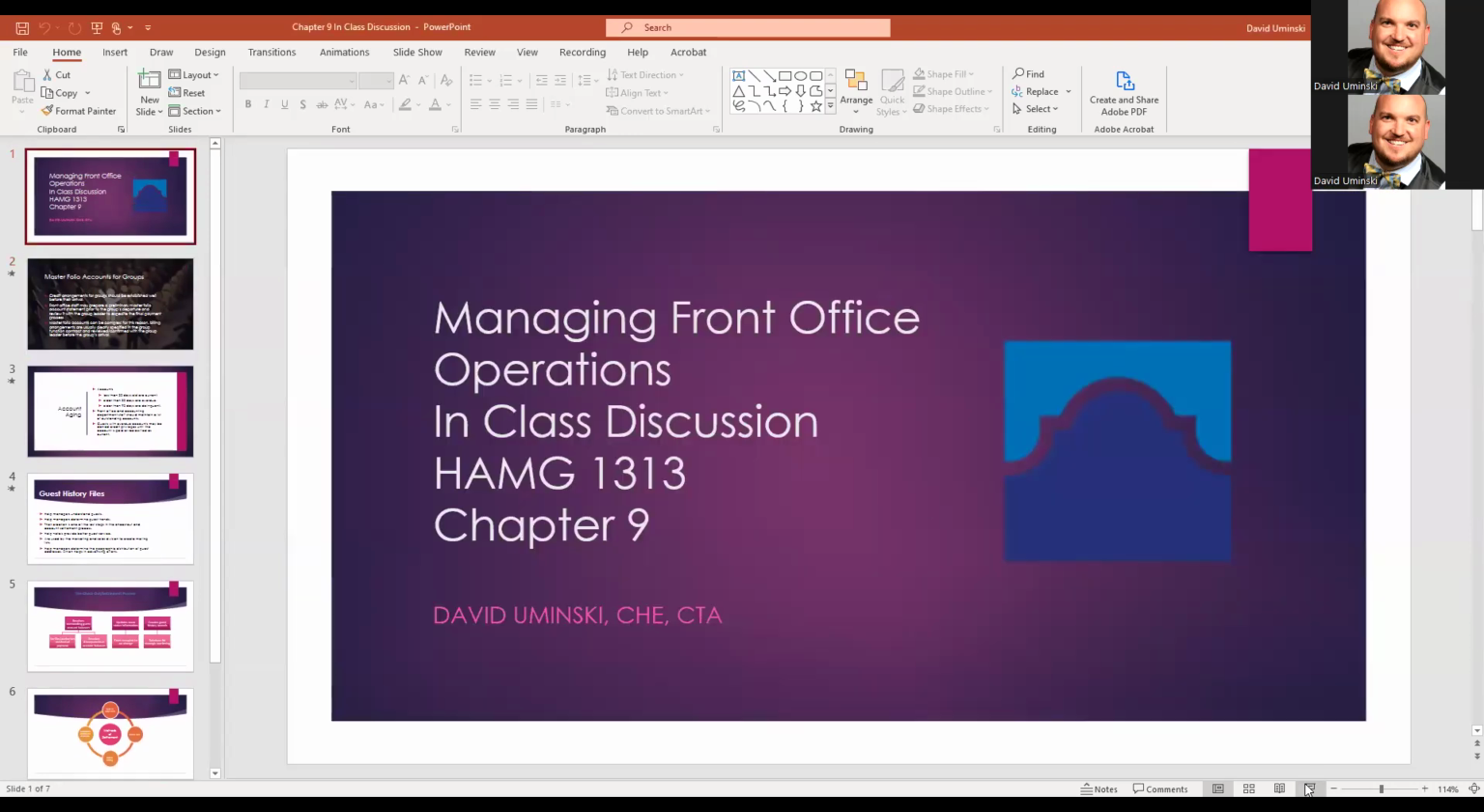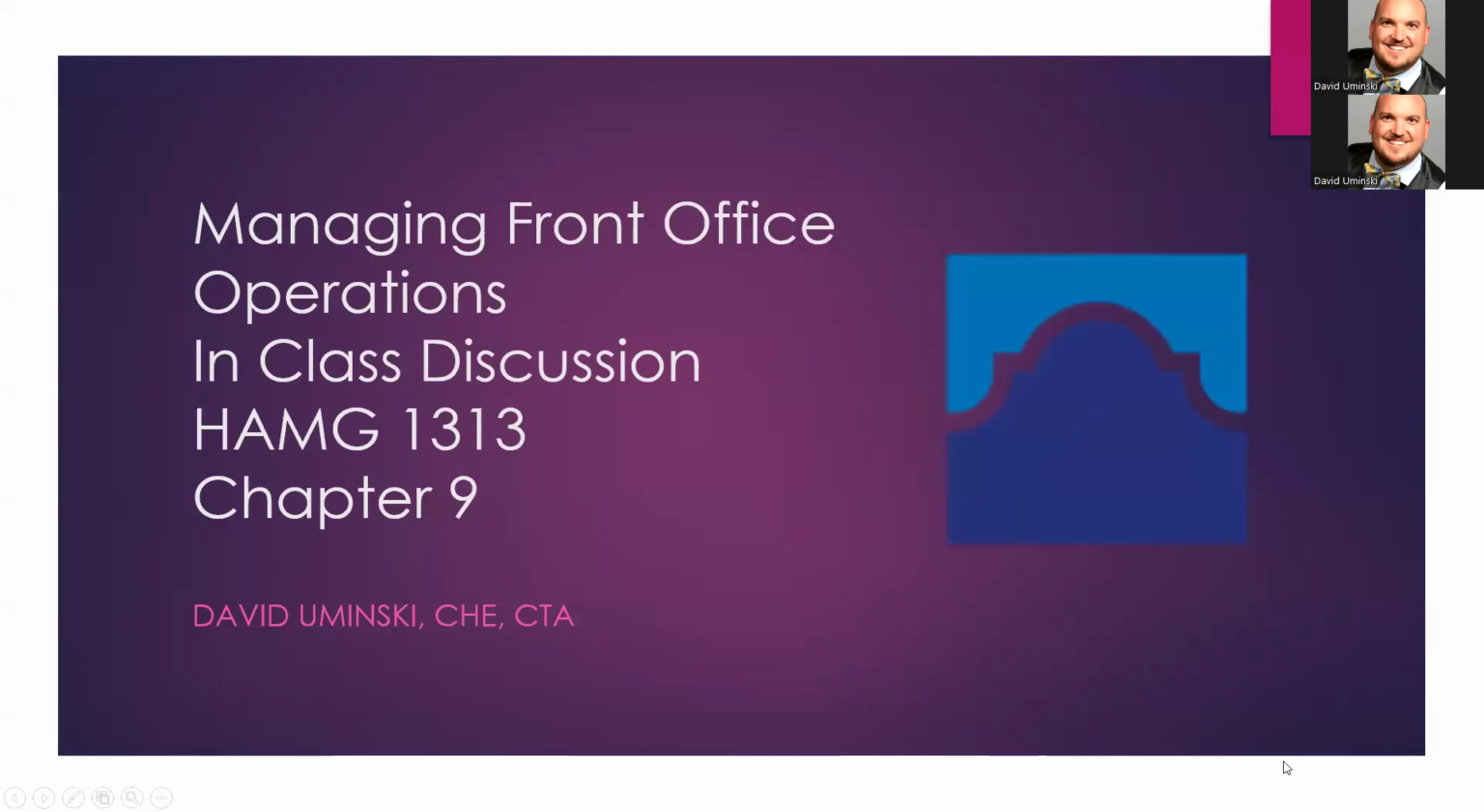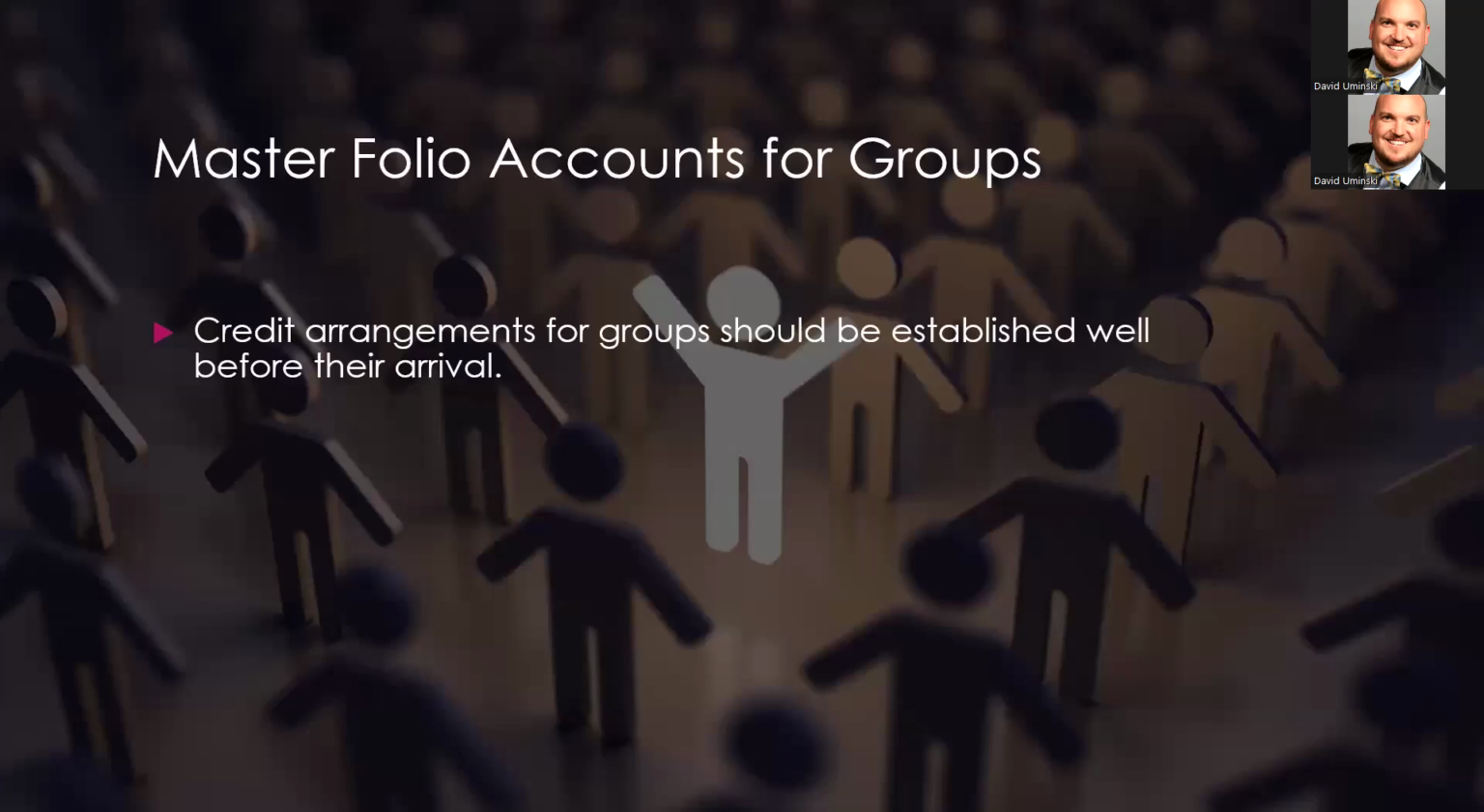So we're going into a little bit more. The first chapter, chapter 8, was all about guest accounting and folios. In this chapter, we're talking a little bit more about groups. When we have groups in house, we have a couple of different ways that we can handle that.